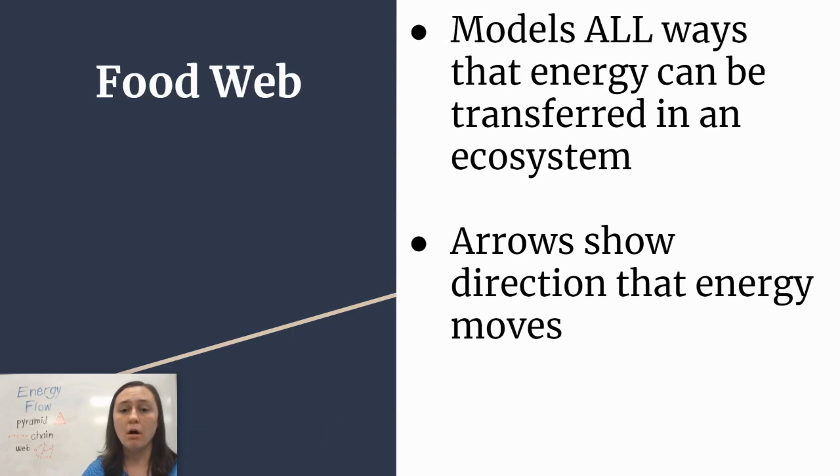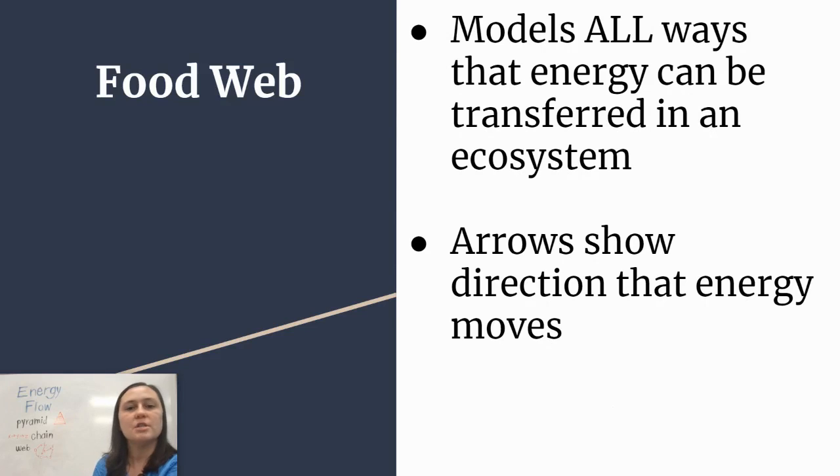So a food web models all ways that energy can be transferred in an ecosystem, and the arrows still show the direction that energy moves. This is so important. Very, very few people understand when they come to me what a food web really is. A food web isn't just a bunch of food chains put together. I mean, it is, but the best way to think about a food web is it shows every single possibility, every scenario that could happen in that ecosystem.